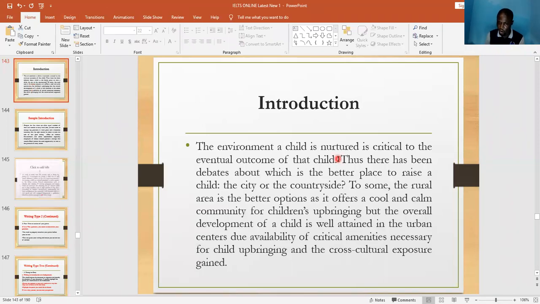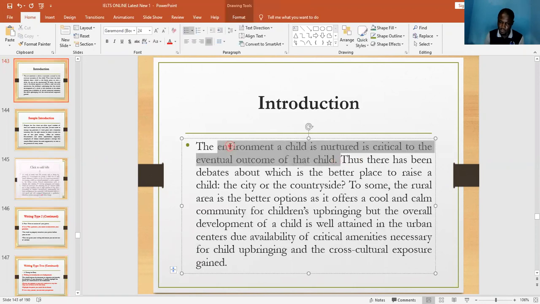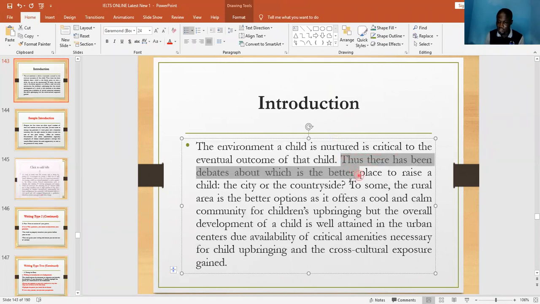Yes, the environment a child is nurtured is critical to the eventual outcome of the child. Okay, so this was my own embellishment. This was not the question. You can do that as long as it is not outside the context. But thus there has been debate. This is actually the question now. This is the area where the question was captured.